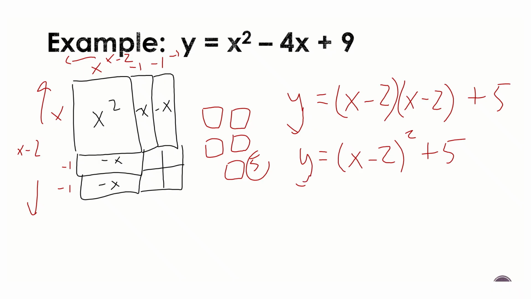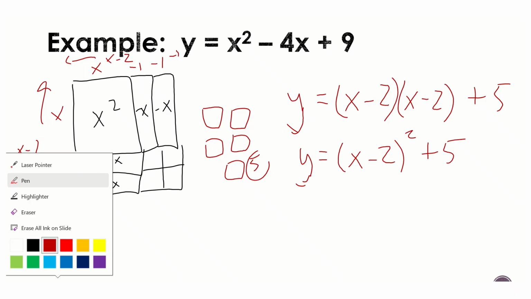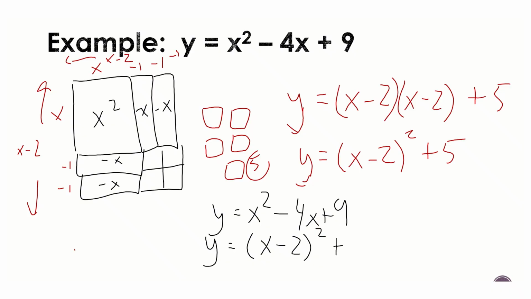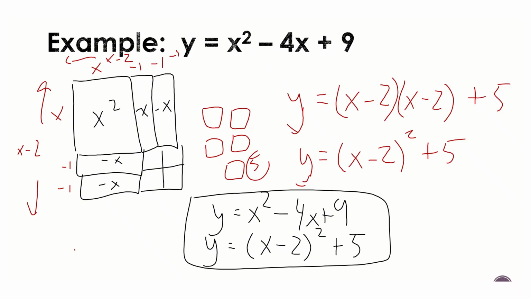Okay. This is going to be a fun video. All right. So here's the changeover. So here is my standard form, x squared minus 4x plus 9. And here is my vertex form, x minus 2 all squared plus 5. Ta-da. Now, last thing I'm going to show you, because we'll go back over, x squared, x minus 2.